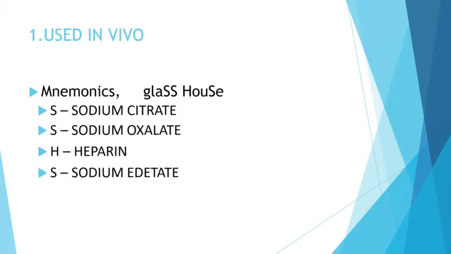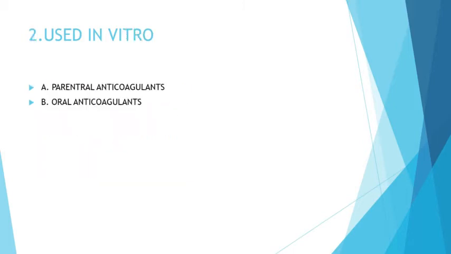First, used in vivo, the mnemonic is GLASS HOUSE, where SSHS: S stands for sodium citrate, S stands for sodium oxalate, H stands for heparin, S stands for sodium edetate. So these are the anticoagulant drugs which are used in vivo. Next is used in vitro, that is parenteral anticoagulants and oral anticoagulants.